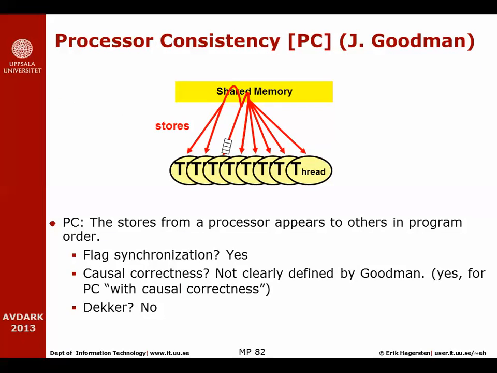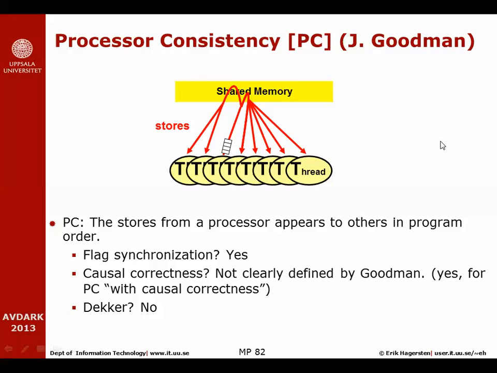There is also yet another programming model called processor consistency you should be aware of, even though it's, to my knowledge, not strictly implemented anywhere. Processor consistency was suggested by Jim Goodman, the guy that first did Snoopy coherence. What processor consistency says is that all stores performed by one thread should be ordered in program order for everybody else in the system.